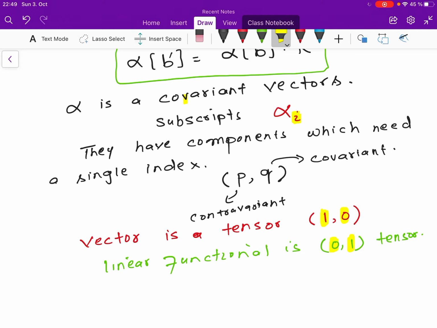So we stop our discussion here, and in the next part we will go into further details of tensors. Okay, so you can watch the second video to go into the higher order tensors.